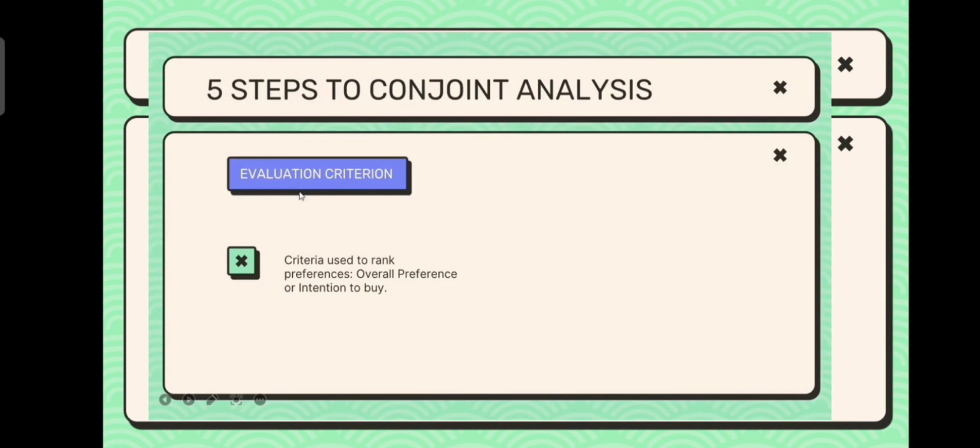So, the fourth step to conjoint analysis is evaluation criterion. Under nito, may dalawang criteria used to rank preferences, which is overall preference or intention to buy. So, first is overall preference, wherein participant detail by detail considered his or her preference or know his or her specific goods to purchase.